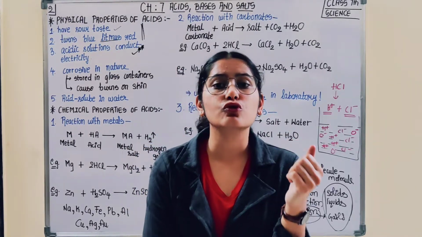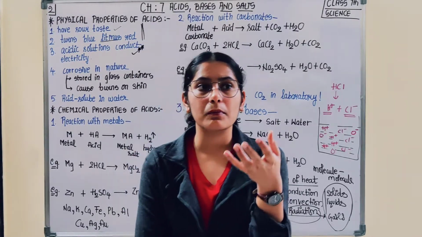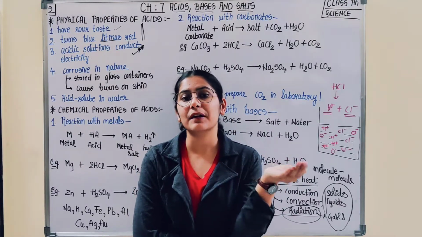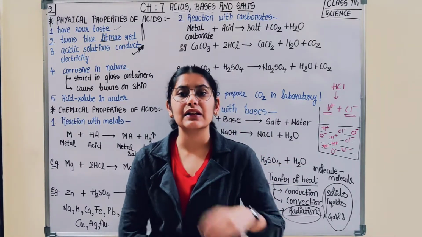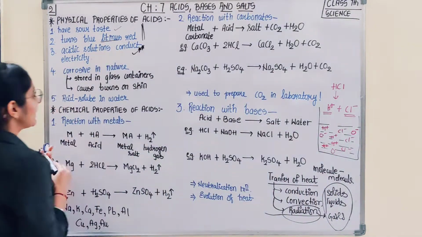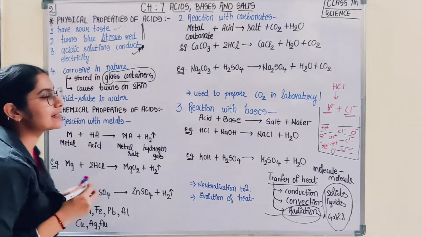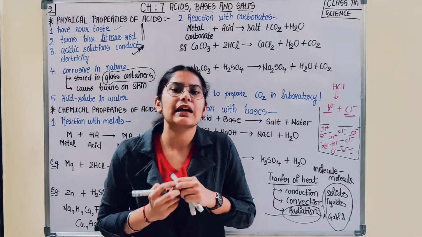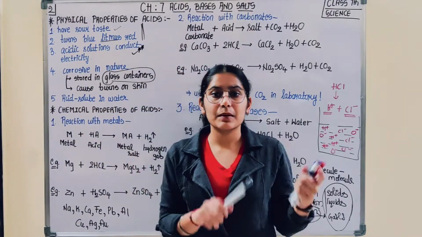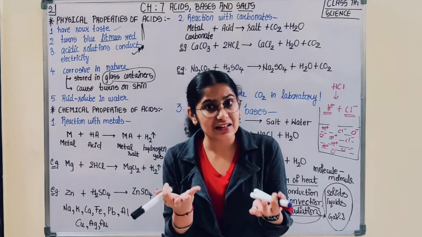So if I want to store acids, what material should the container be made of? That material is glass. Acids are stored in glass containers because acids mostly are not able to corrode glass. But they are able to corrode metals, cloth, paper, wood and skin too.